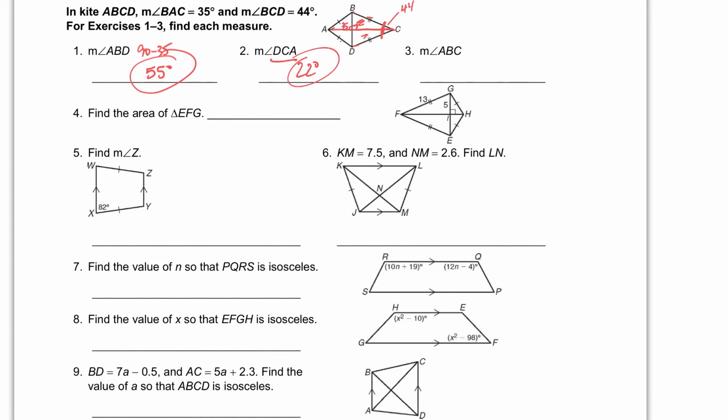And then the measure of angle ABC. Well, if we know that this is 90 and that's 22, so we're going to say 90 minus the 22, which would give me 68 degrees.